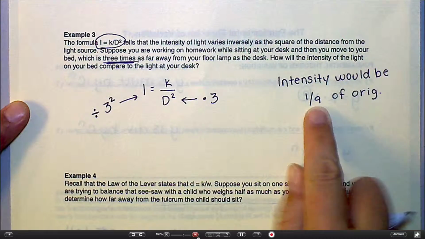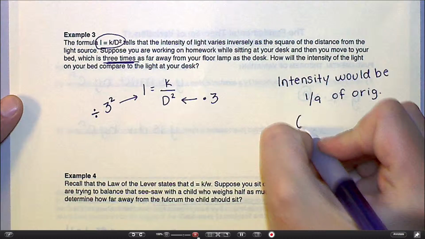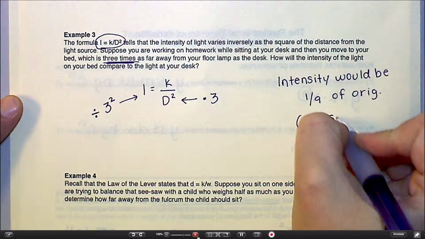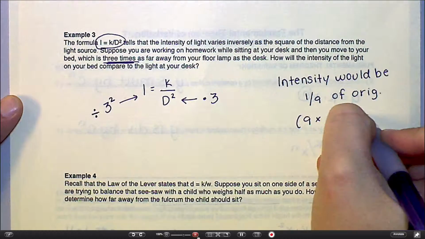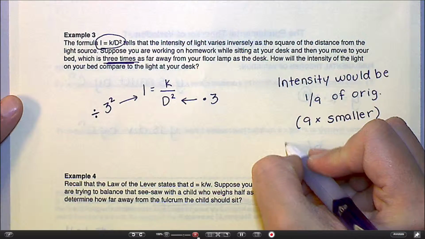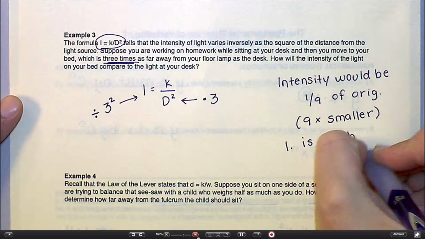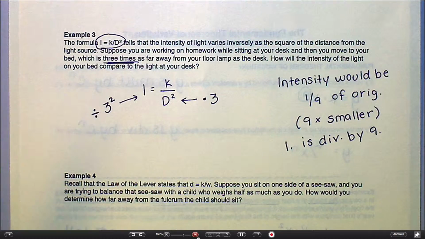You could say it's 9 times smaller. You could say it gets divided by 9. But I want something that tells me that it's getting smaller because I'm dividing by it. Okay? So you could say 9 times smaller or lower. I'm not really sure how you talk about intensity, but you could say it's that the intensity is divided by 9. However you want to word that. As long as it's clear in your answer that it's not being multiplied by 9. That it's not 9 times bigger, it's actually 9 times smaller. Do you follow that one okay?